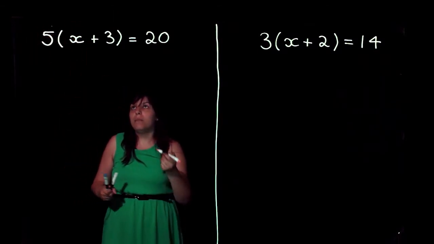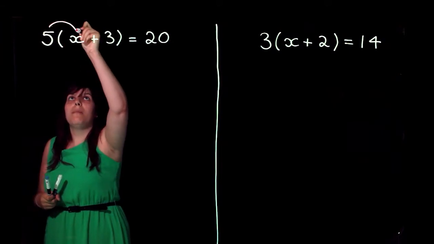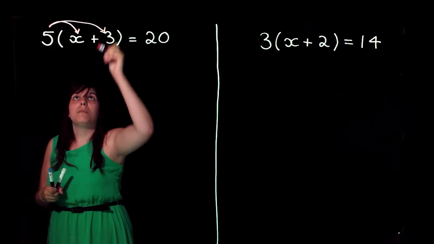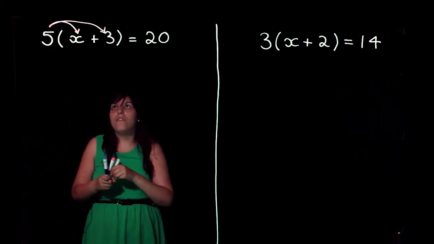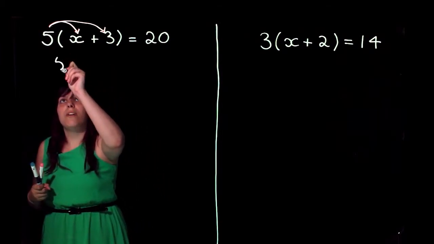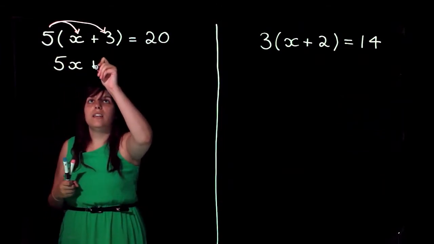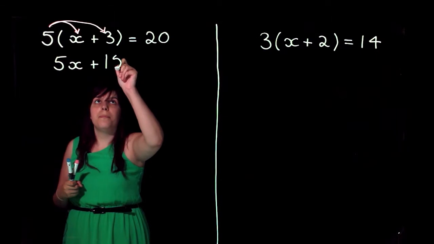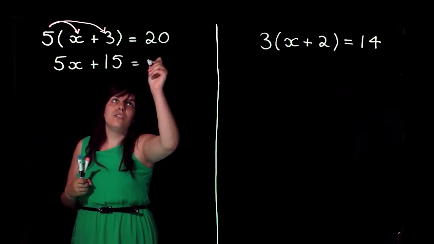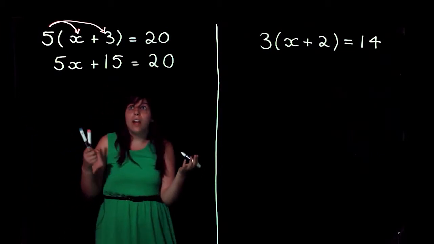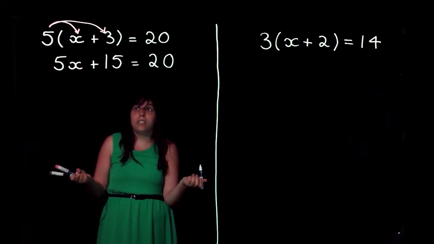So first thing I'm going to do is multiply out my brackets. So I've got my 5 times my x and my 5 times my 3. So 5 times x is going to give me 5x. And my 5 times 3 is going to give me plus 15. And then on that side, I've still got my 20.